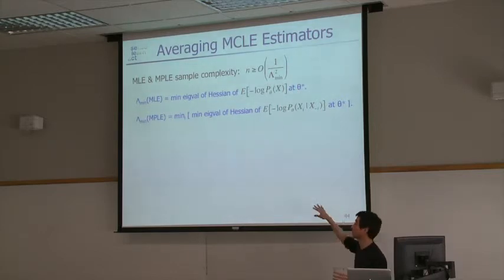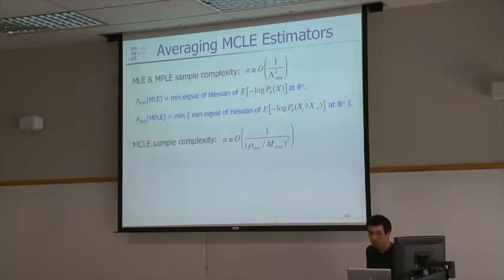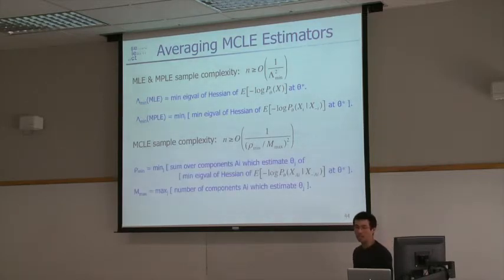Now the idea, which I'll just touch on quickly, is that we have this dependence on 1 over lambda min squared, and these are just the formulas for max likelihood and pseudo-likelihood, which you've seen before. For composite likelihood, you can get a very similar sample complexity bound, but it replaces this single lambda min squared value with what I'm writing as rho min over m max. So rho min is a minimum over a sum of components which estimate a particular parameter of the minimum eigenvalue of the Hessian of that component. And m max is this maximum over the number of components which estimate that parameter.